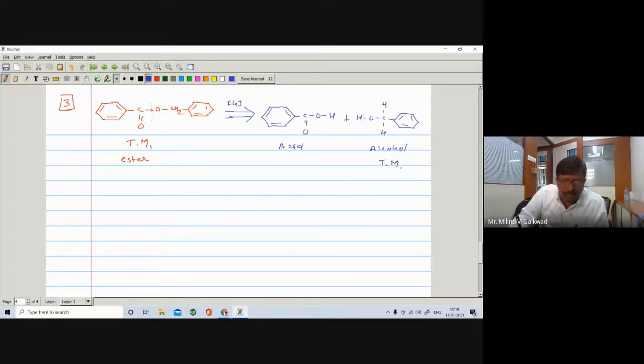So you can say TM1 and TM2. This TM1 cannot be prepared directly. So you convert it into TM2 and you can carry out the corresponding disconnection. And you know the disconnection of TM2. So how to carry out a disconnection of TM2, that is the alcohol.